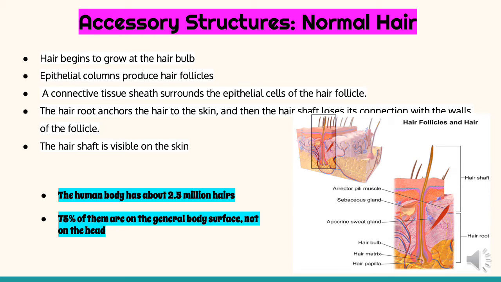The hair root anchors the hair to the skin, and as the hair shaft loses its connection with the walls of the follicle, it comes up through the skin, known as the hair shaft. This is what is visible on our bodies. And did you know that 75% of them are on the general body surface of our bodies and not on the head? And the human body has about 2.5 million hairs.